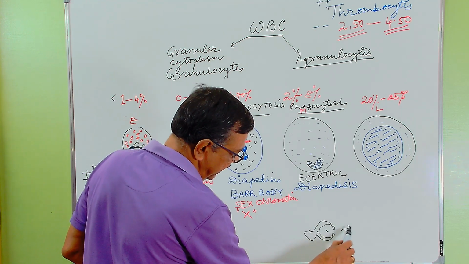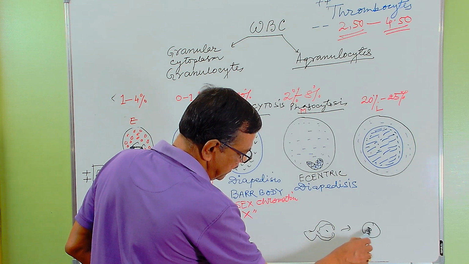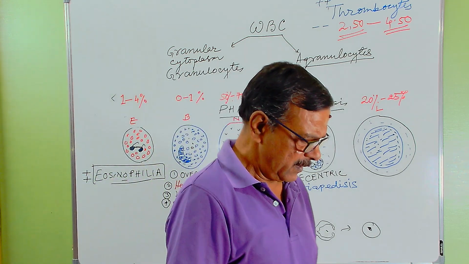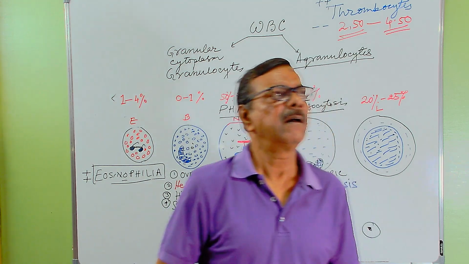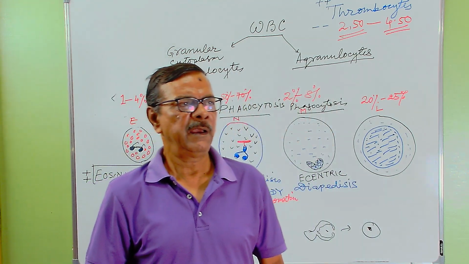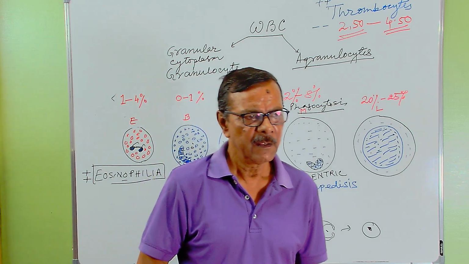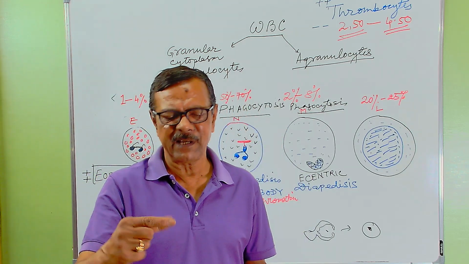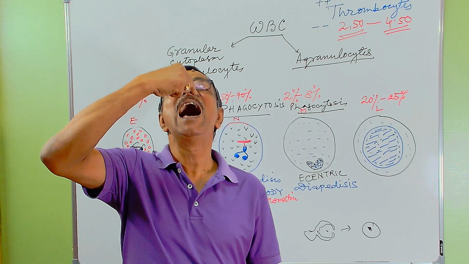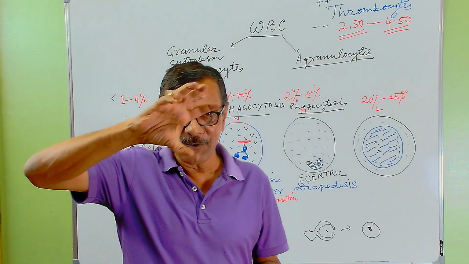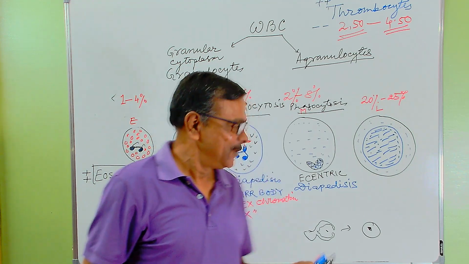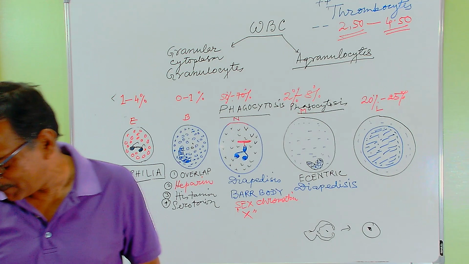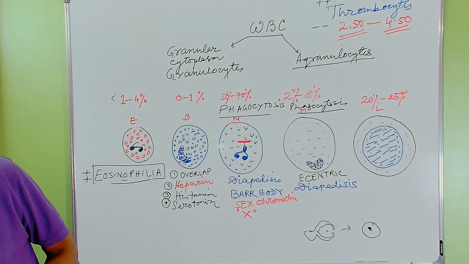And subsequently, they take the bacteria inside. Sometimes we have seen at some marriage reception, some women, usually ladies, are in the habit of taking the rasgulla like this. So they phagocyte the rasgulla. In this way, they phagocyte the bacteria. So they have the capacity of phagocytosis.